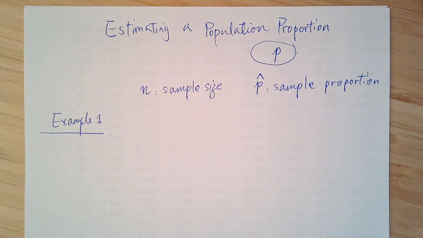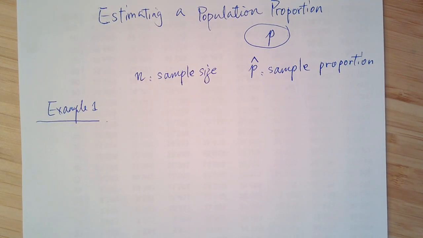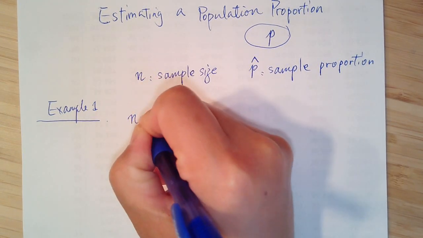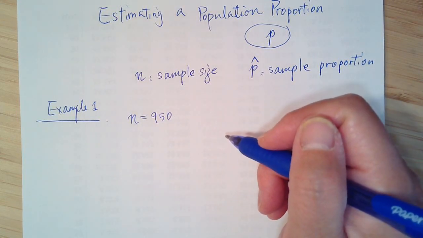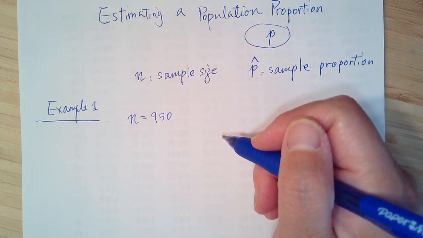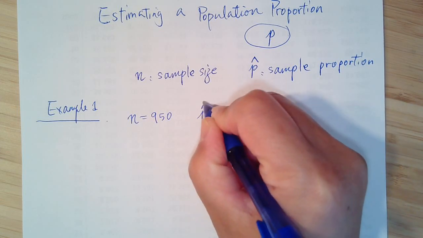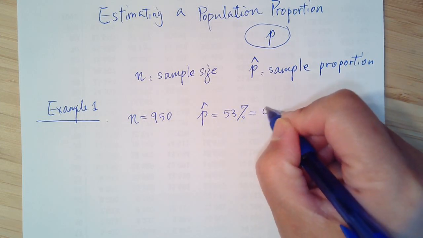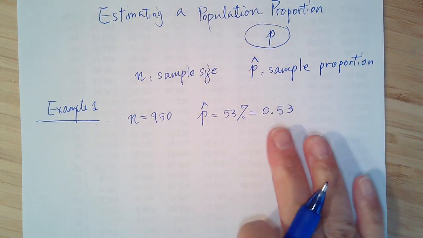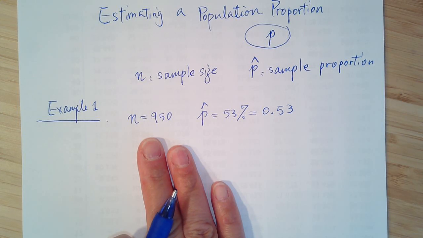Example 1. Sally Mae conducted a survey of 950 undergraduate college students, so the sample size is 950 students, right? That's the people in the sample. And 53% of them said they take online courses. So we get the P hat, which is 53%, or if you want to use the decimal form, it's 0.53. So 53% of this 950 in the sample said that they are taking online classes.